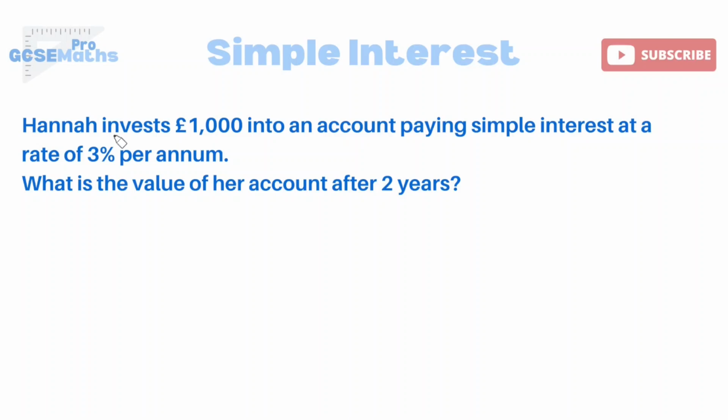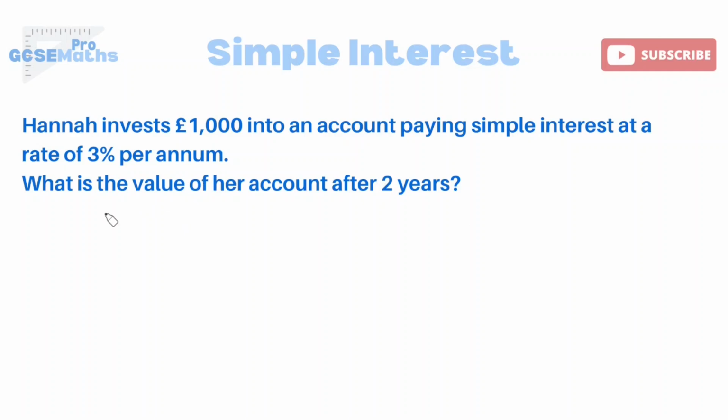So let's put it in terms of this question because it needs a bit of context to understand it properly. Hannah invests £1,000 in an account paying simple interest at a rate of 3% per annum. Two things to note about this sentence. One, they have to tell you which type of interest it is, because as we said, there is also compound interest and they are different. So they will tell you which type. The other thing is per annum. You just need to know that means per year. Most of the time it is yearly.